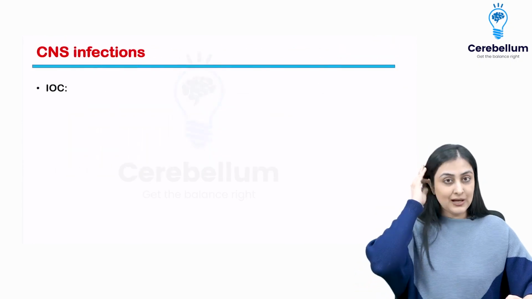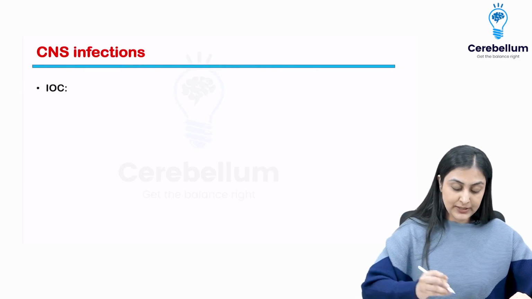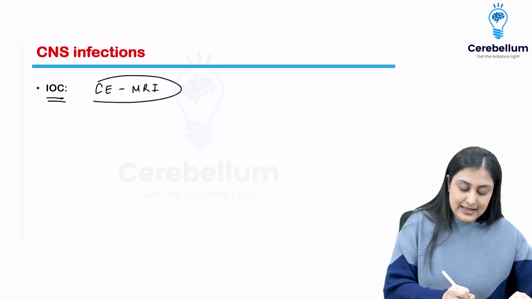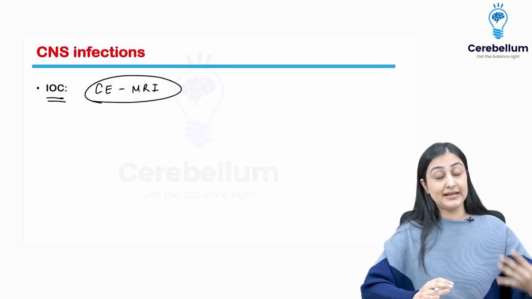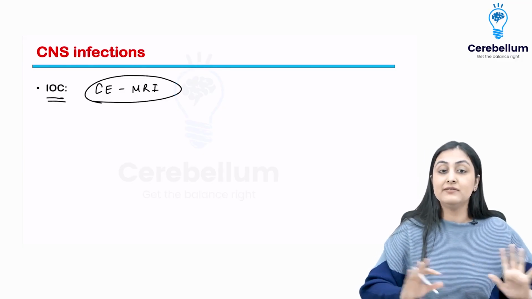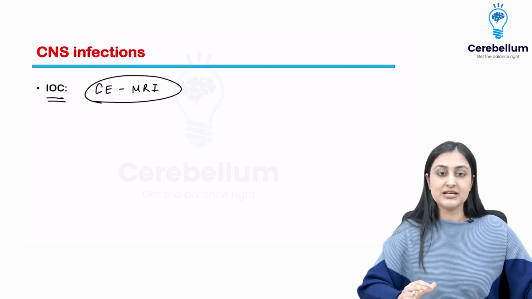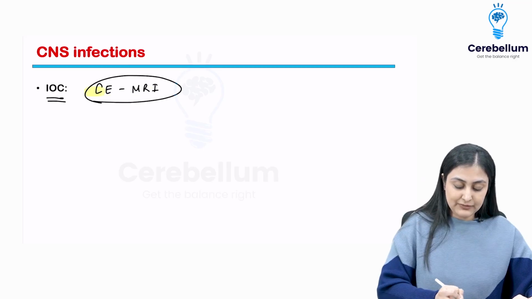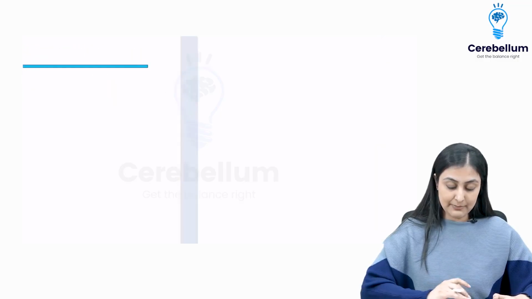Okay, so now with this we move on to the next topic, which is CNS infections. So first you want to remember that for CNS infections, again the investigation of choice is a contrast enhanced MRI, particularly when we deal with encephalitis and abscess. For meningitis, we all know that the investigation of choice is lumbar puncture and evaluation of the CSF. But for encephalitis and abscess, the investigation of choice is again contrast enhanced MRI.